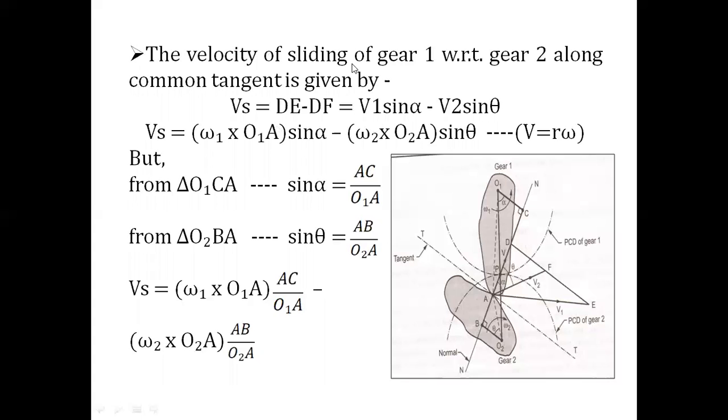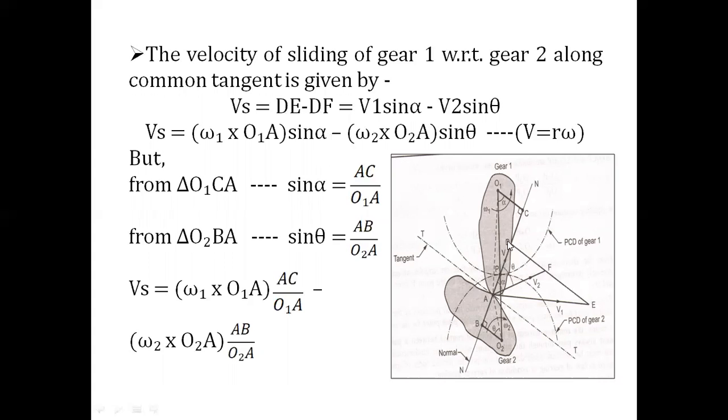Now the velocity of sliding of gear 1 with respect to gear 2 along the common tangent line is given by Vs. Velocity of sliding is equal to dE minus df, the velocity of point A with respect to gear 2. How do we get that? dE minus df.